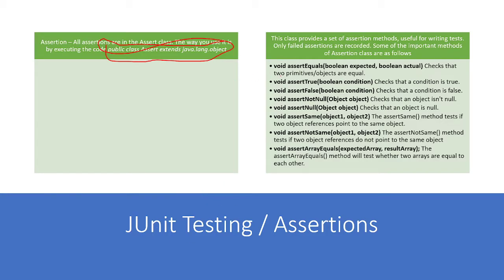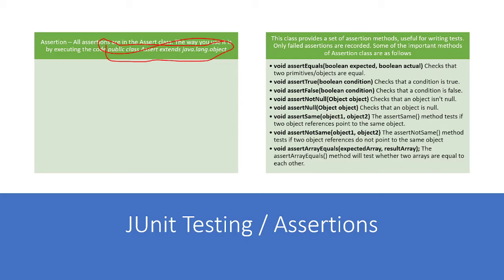So we're going to talk about some of the important methods of this assertion class provided by JUnit. void assertEquals(boolean expected, boolean actual) checks that two primitives or objects are equal. So it's taking in two booleans. void assertTrue(boolean condition) checks the condition is true. void assertFalse checks the condition is false. It takes in one boolean condition. void assertNotNull takes in an object and checks that the object isn't null. void assertNull(object) checks that the object is null.